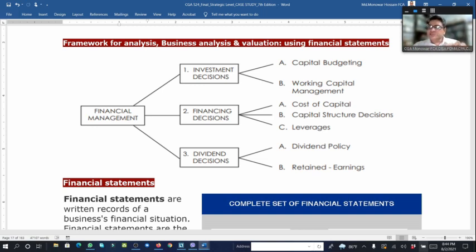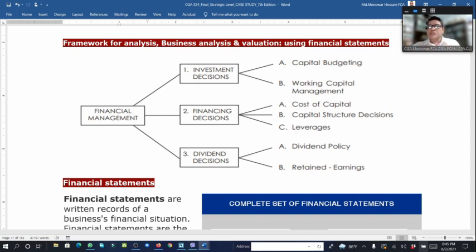Is it 60% loan and 40% equity, or 60% equity and 40% loan, or 50% equity and 50% loan, or 70% loan and 30% equity? What would be your suitable structure? That should be understood with the financing decision. And what would be your leverage?